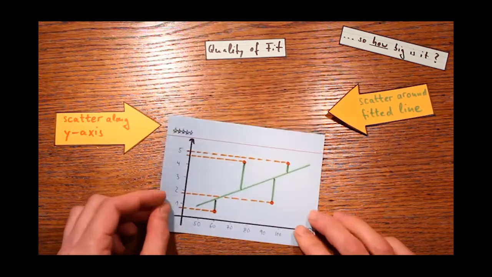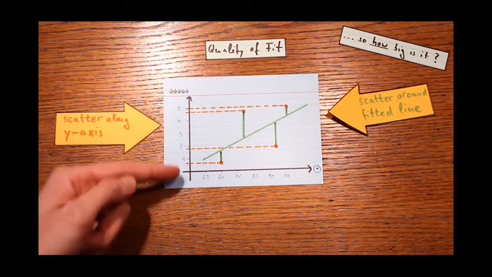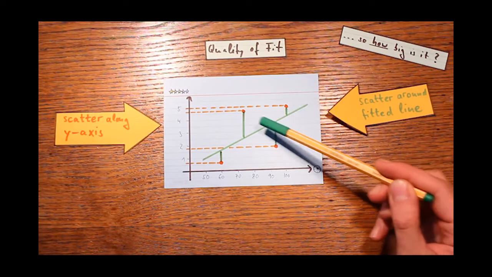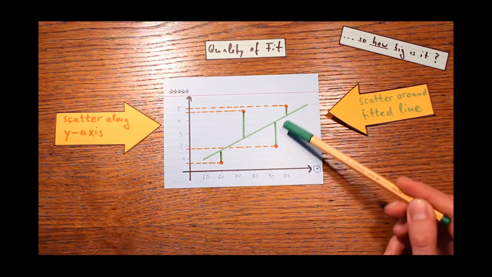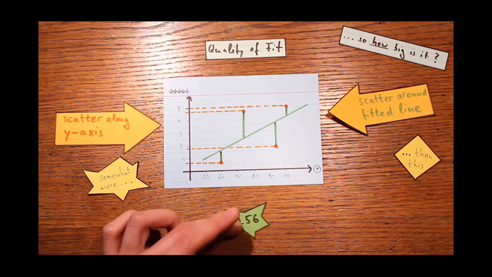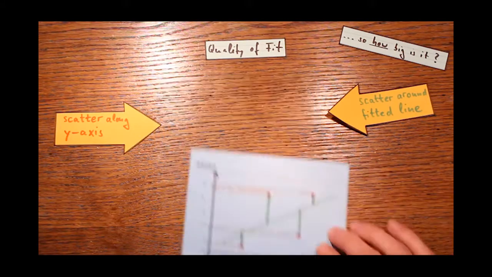And here's a second case. So you can see that again we have quite some scatter along the y-axis, but in this example the scatter around the fitted line is also really large, right? The points are really far away from the fitted line. Okay, so in comparison, there's only somewhat more scatter along the y-axis than there's scatter along the fitted line. So in this case the correlation coefficient is weaker. It's 0.56 actually. That's still decent correlation, but it's less than before.